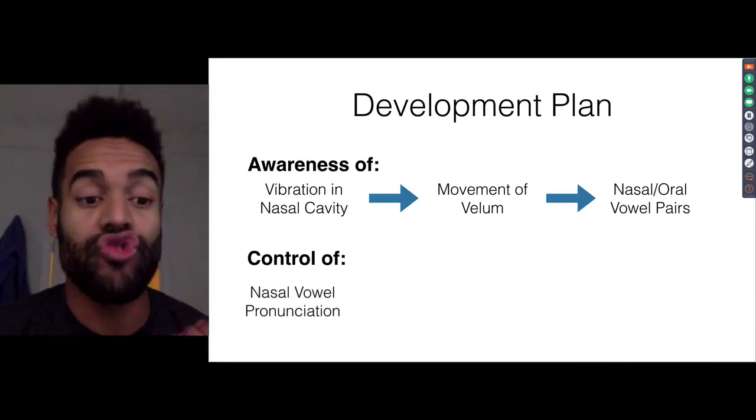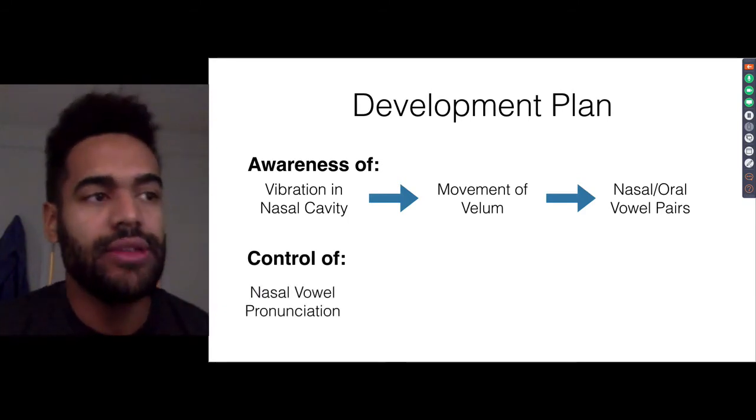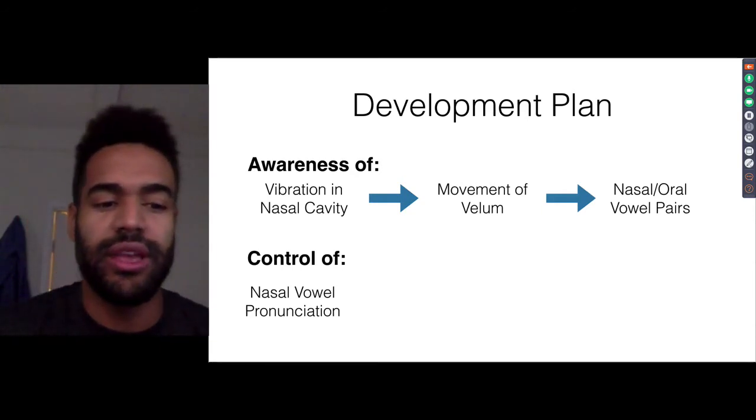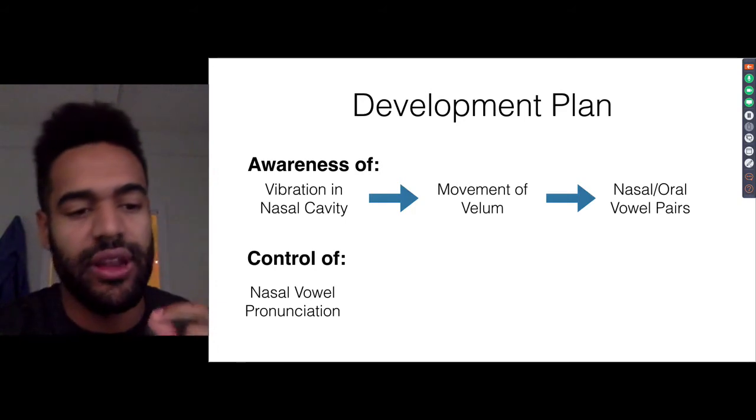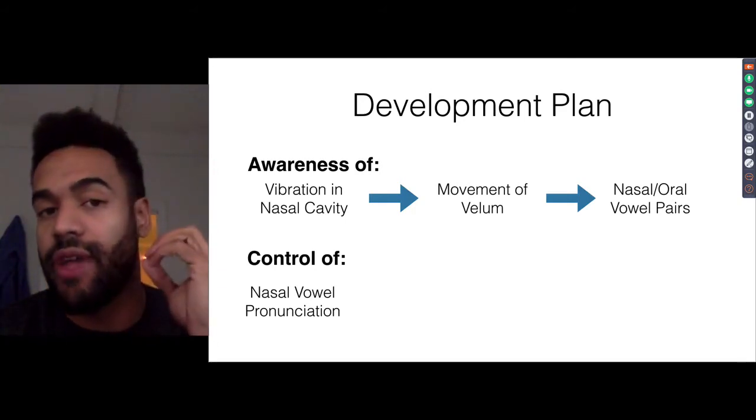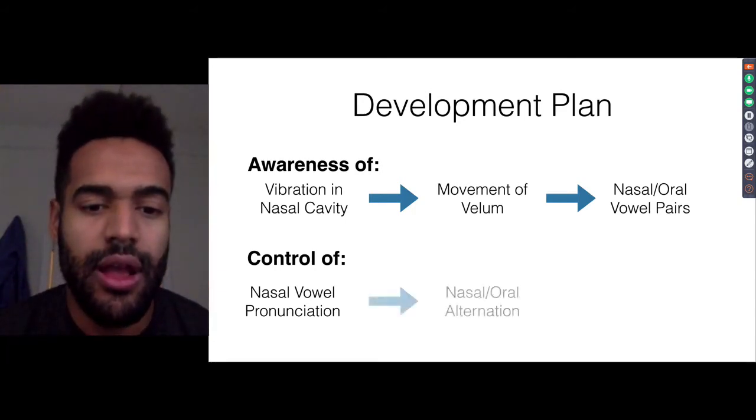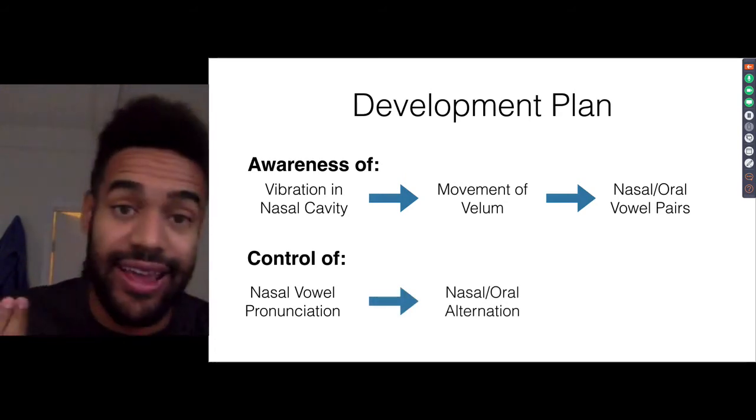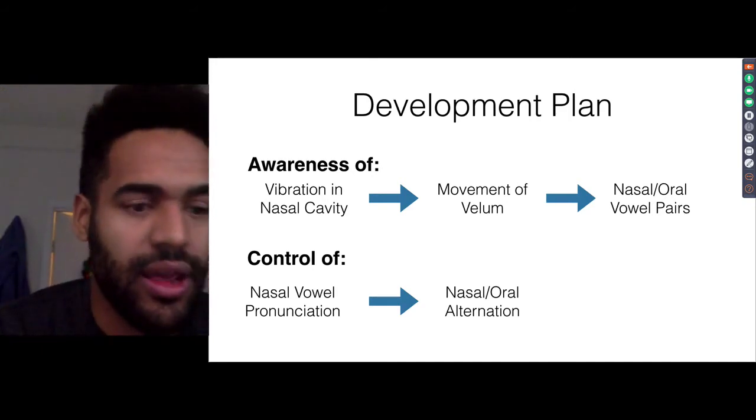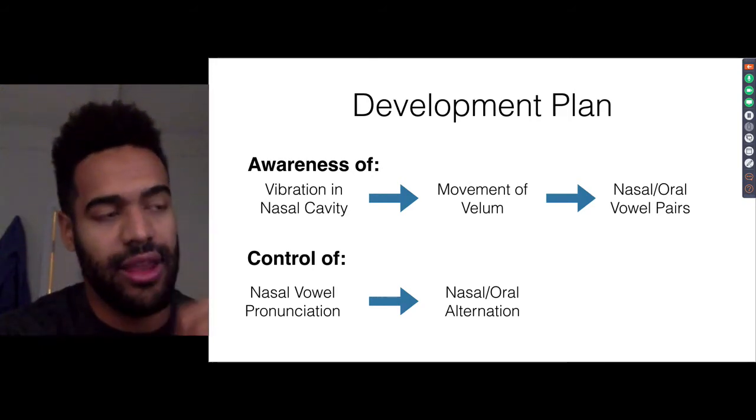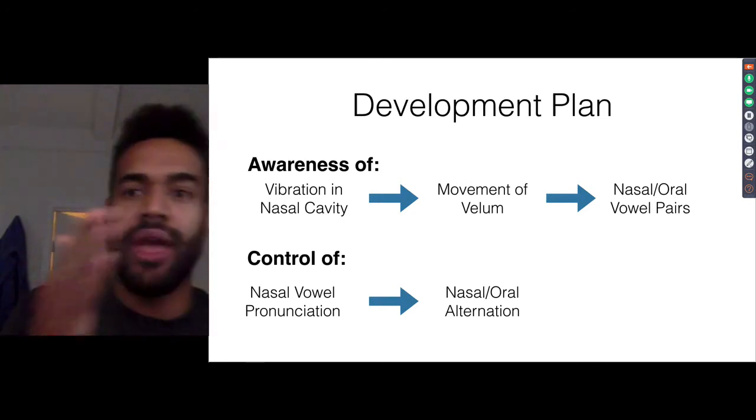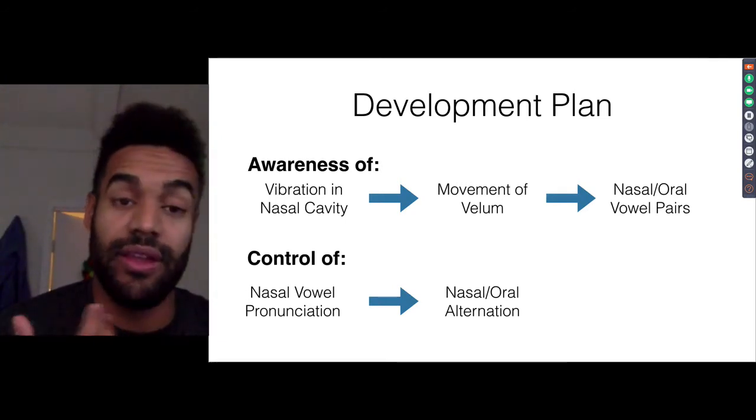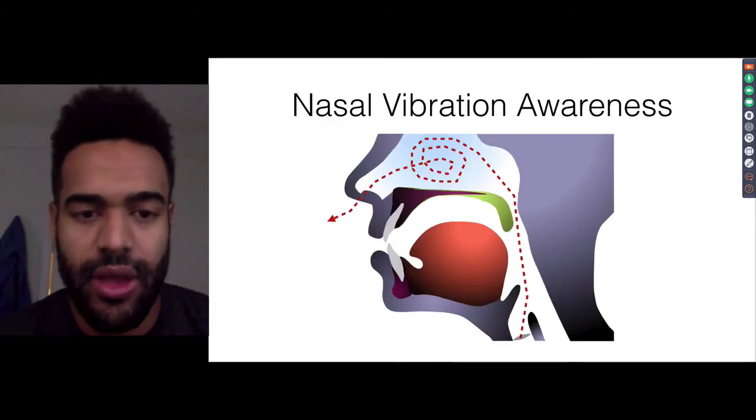Then we need to develop control. We want to control our nasal vowel pronunciation. You'll discover in this webinar what the nasal vowels are in Portuguese, so you'll be able to hit those with precision and have the control of your tongue and your velum to hit those sounds correctly. Then once you have that control of the pronunciation, we need control of the alternation. And that's the trickiest part, like I said. First you're able to get the sounds individually, but then to get them, relax, go back again, relax, back and forth in speech is going to be your final challenge.